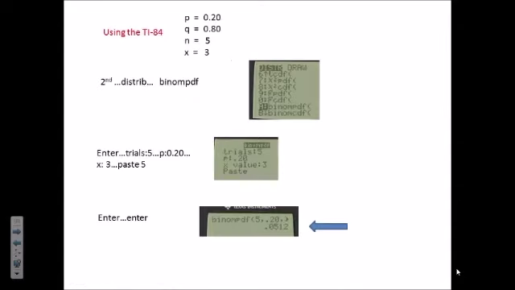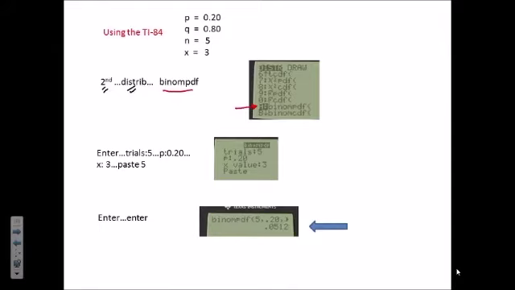Finally, we could do this on the TI calculator using the binomial PDF function, and that's second distribution, and then pick binomial PDF. You'll have to scroll down a ways in your menu. You won't see it at first, so keep scrolling down till you see binomial PDF. Be careful, don't use the cumulative density function, the CDF. We want the PDF, which in my calculator was letter A.